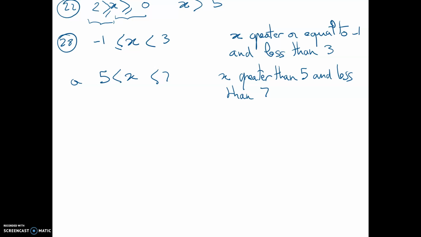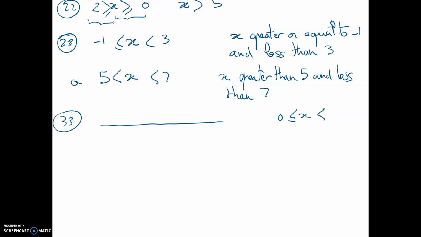Then they're asking you to graph the given inequality on the number line. So let's do problem number 33. On problem number 33, what do we have? We have a number line, and they're asking you to graph on this number line that x is greater than or equal to 0 and less than 5. So you are going to plot 0. Positive 5 will be on this side, and x is in between. x is really in between 0 and 5.